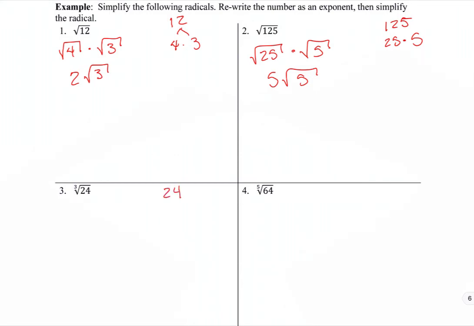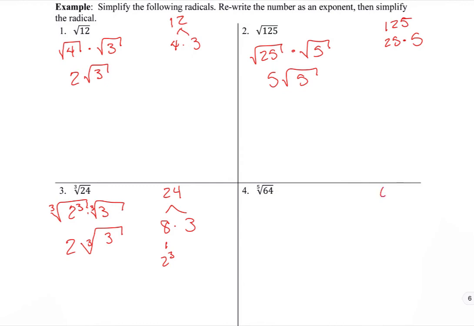Now let's talk about 24. So 24 is 8 times 3. 8 is 2 cubed. So this is going to be 2 cubed times 3. So this is the cube root of 2 cubed times the cube root of 3. Well, the cube root of 2 cubed is 2 times the cube root of 3. Okay?